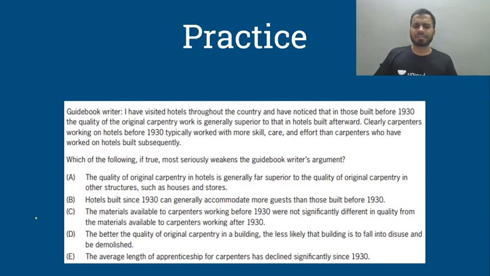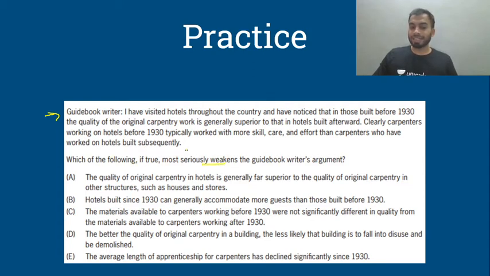Let's move on to a critical reasoning question now. Which of the following, if true, most seriously weakens the guidebook writer's argument? Let's look at what the guidebook writer is saying. I have visited hotels throughout the country and have noticed that in those built before 1930, the quality of the original carpentry work is generally superior to that in hotels built afterward. Clearly, carpenters working on hotels before 1930 typically worked with more skill, with more care, and more effort than carpenters who have worked on hotels built subsequently. Which of the following, if true, most seriously weakens the guidebook writer's argument?